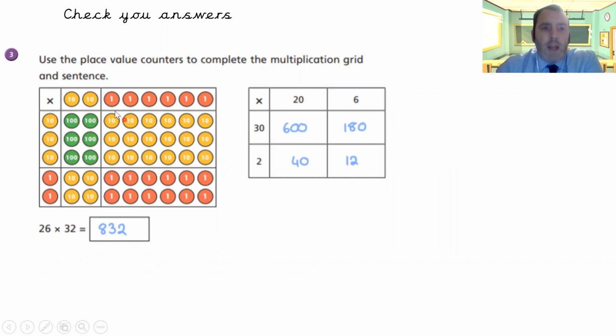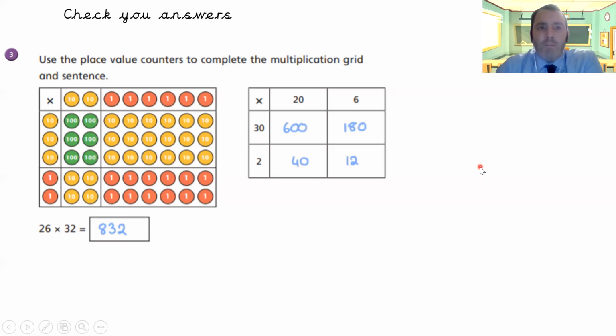We've got 3 times 6 across the top. So I've got 10, 20, 30, 40, 50, 60, and so on up to 180. So that's going to go here. 40 in this one, that goes here. 12 in this one, this goes here. And then we just add the numbers together to give us 832.